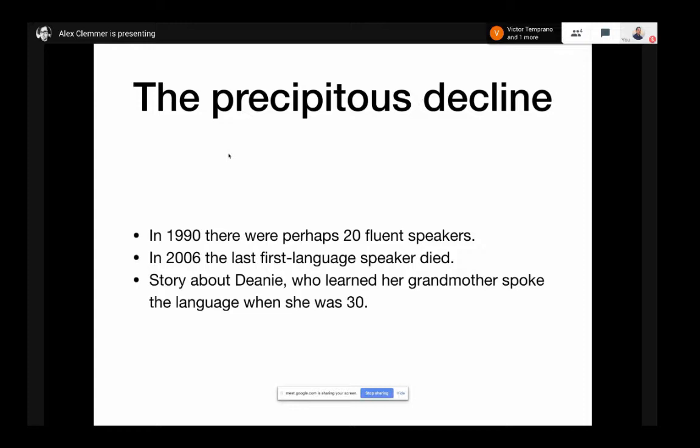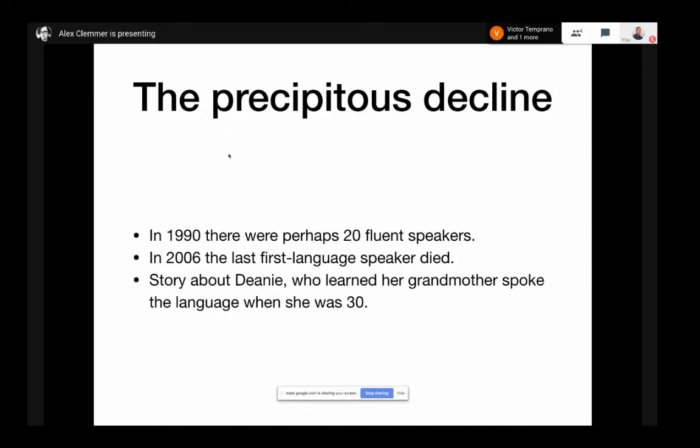So in 1990, there were about, let's say, double digits, maybe 20 fluent speakers of Kiksht. And then in 2006, the last first-language Kiksht speaker died. To give you an idea of how dire this was, the person who last died, her name was Gladys Thompson, and her granddaughter, who is now one of the language elders, spent the rest of her adult life essentially trying to speak and read and write the language.